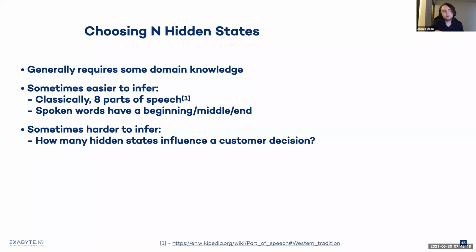Anytime that we use a hidden Markov model, however, there is the question of how many hidden states we want to use. And generally, this requires a little bit of domain knowledge. Sometimes it's easy to infer. For example, in English, there are classically 8 parts of speech. So maybe a Markov chain predicting English sentences might have 8 hidden states.